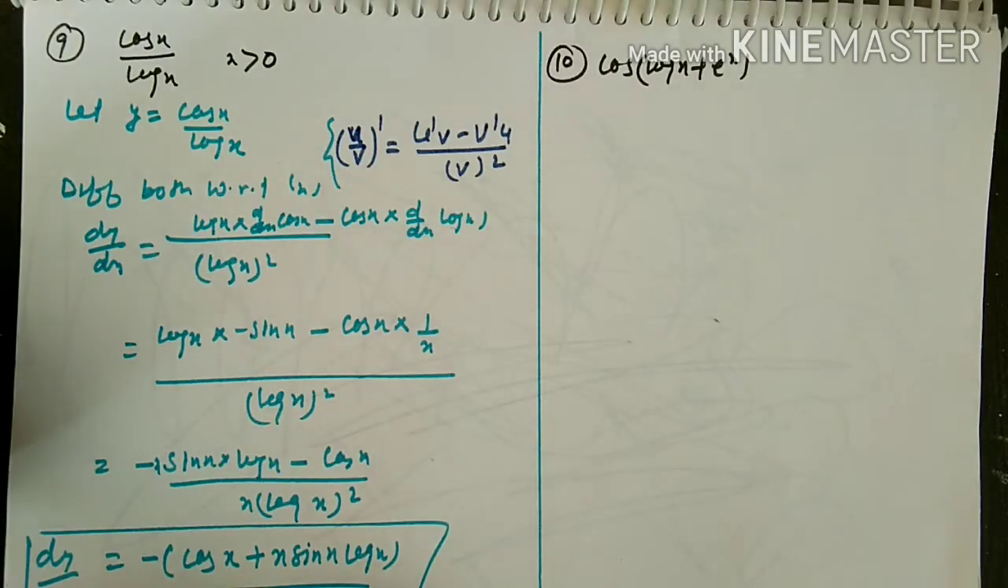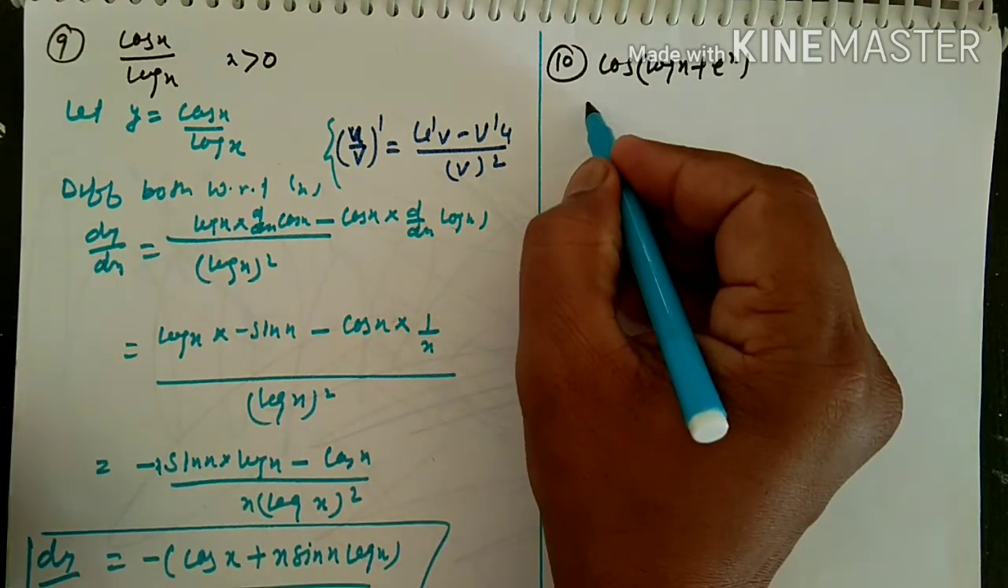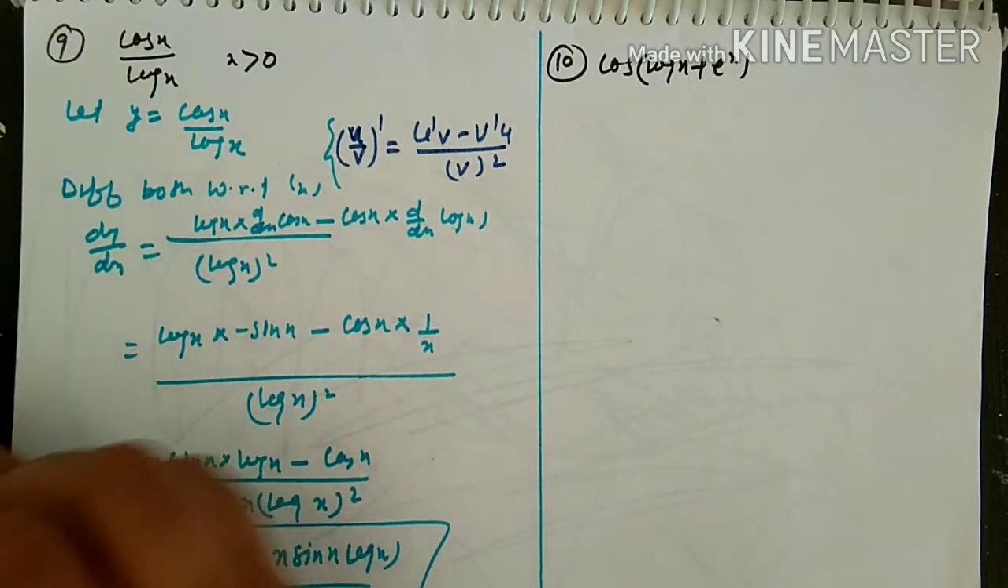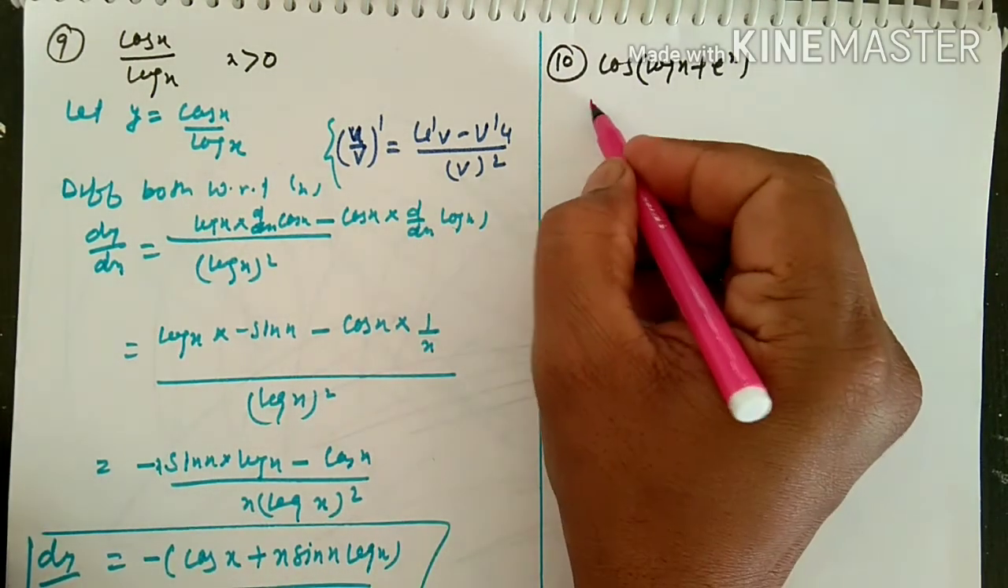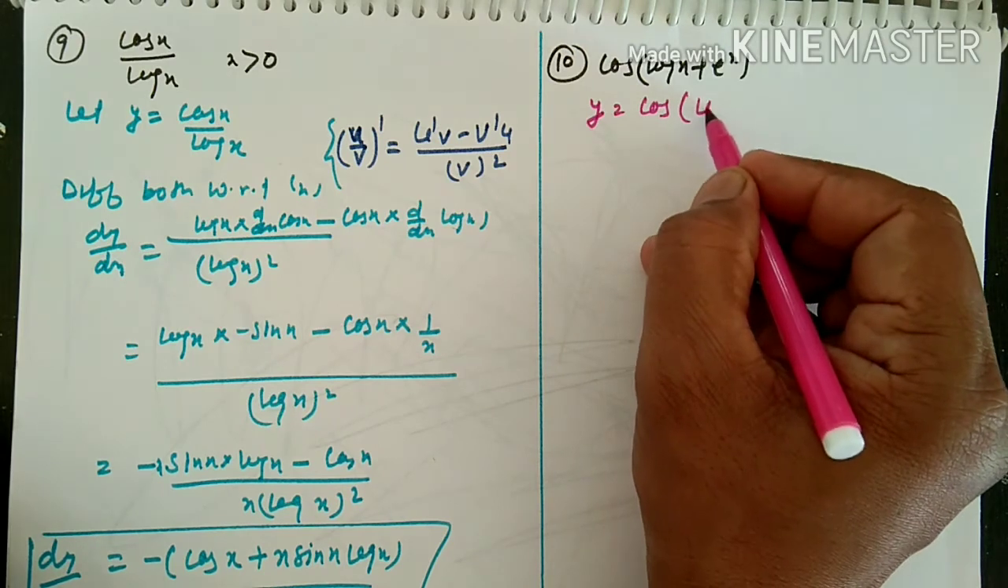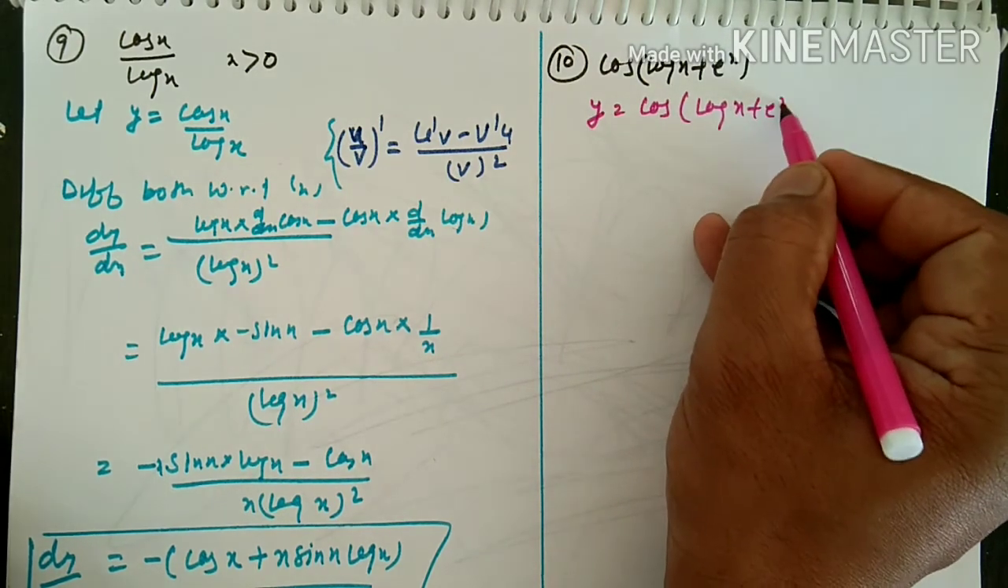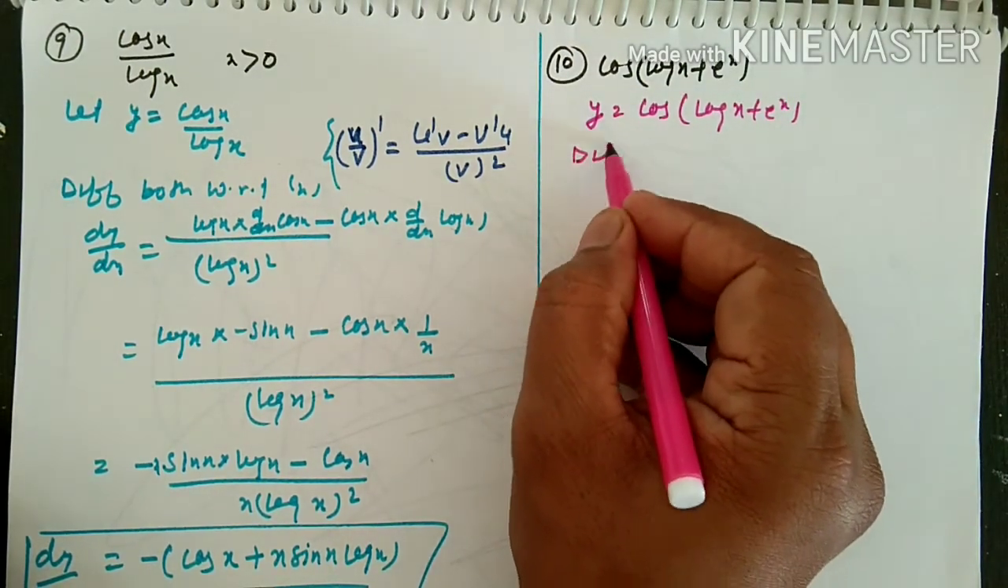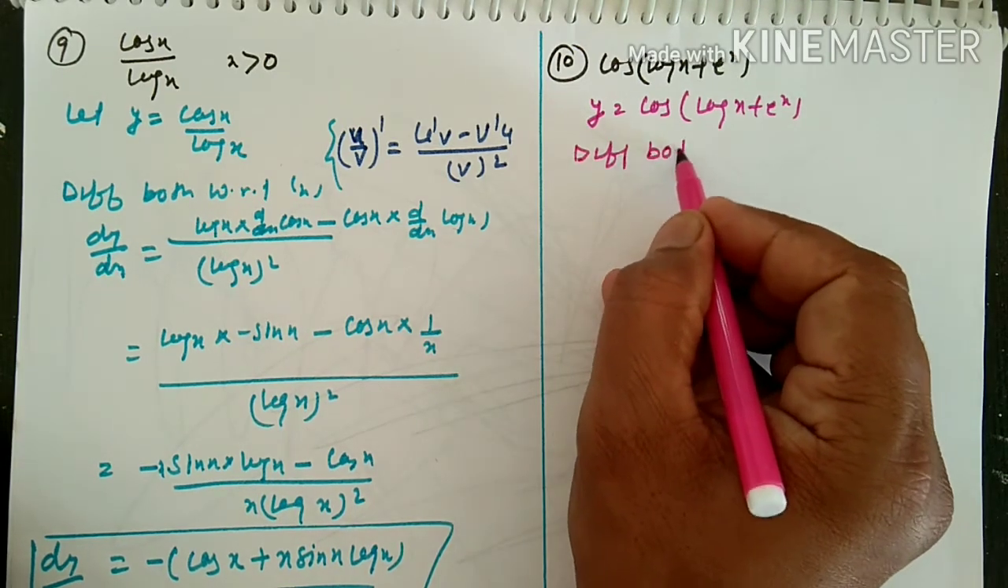And finally question number 10. In question number 10 we are given cos of log x plus e to the power x. So again y is equal to cos of log x plus e to the power x, differentiating both sides by x.